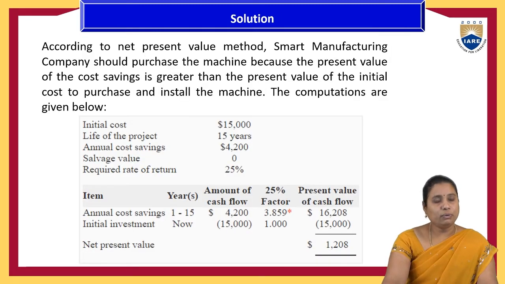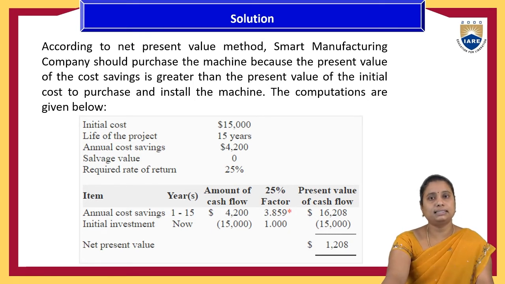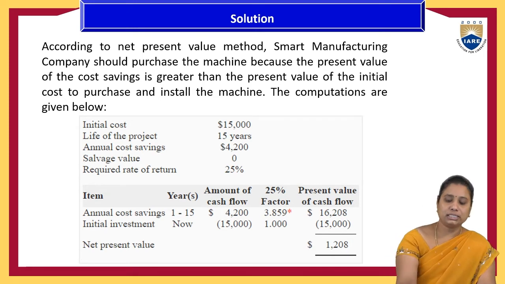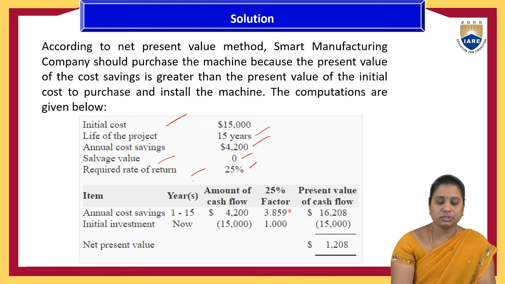According to this net present value method, the smart manufacturing company should purchase the machine because the present value of the cost saving is greater than the present value of the initial cost to purchase and install the machinery. Let us see this solution, how they have given that conclusion. Initial cost is 15,000, whereas the life of the project is 15 years. Annual cost savings is 4,200, and the salvage value is 0. Rate of return required is 25%.